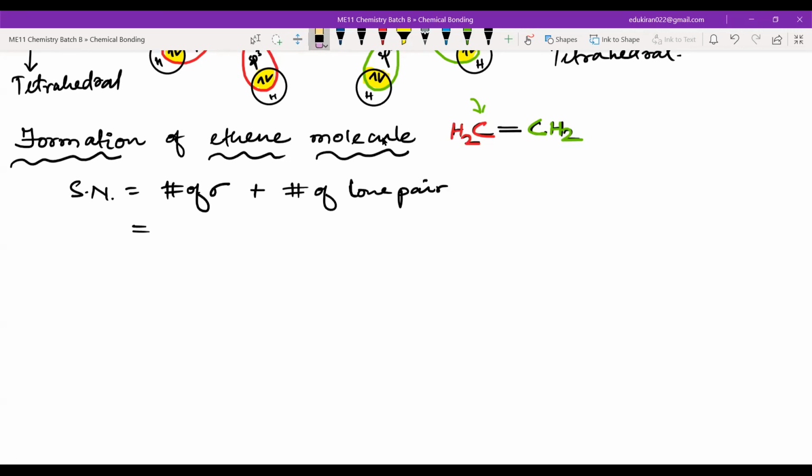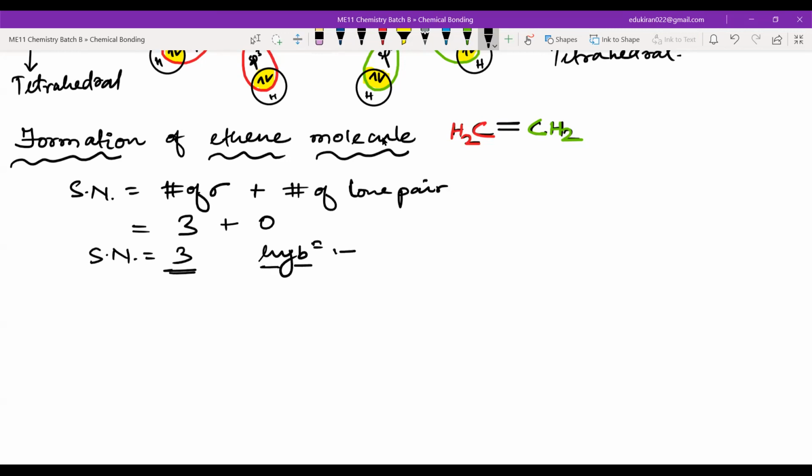No. One is sigma and one is pi, no? Don't you remember? You remember now? Right. One is sigma and the other is pi. So how many sigma bonds? There are 3 sigma bonds and 0 lone pairs, so the steric number will be 3. Correct? If the steric number is 3, what will be the hybridization?